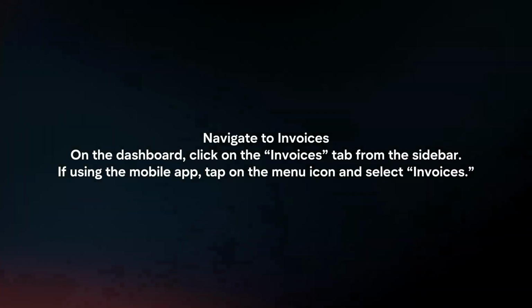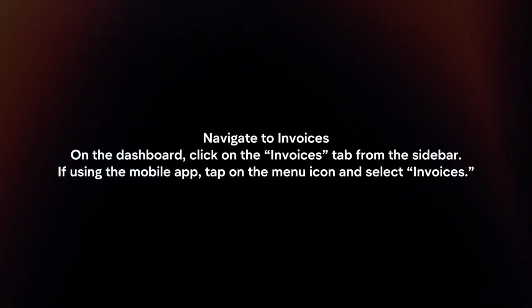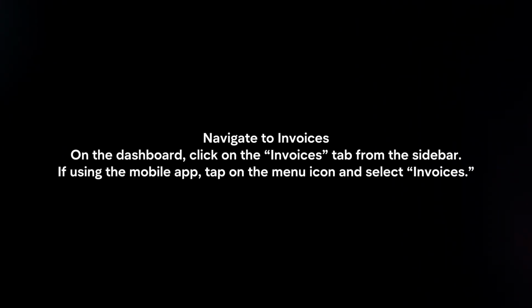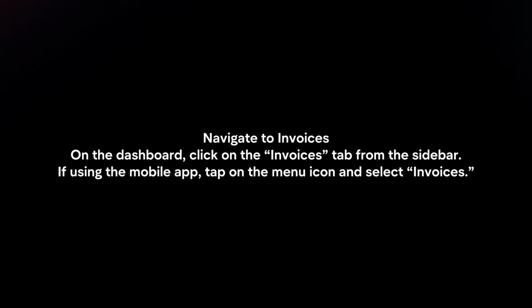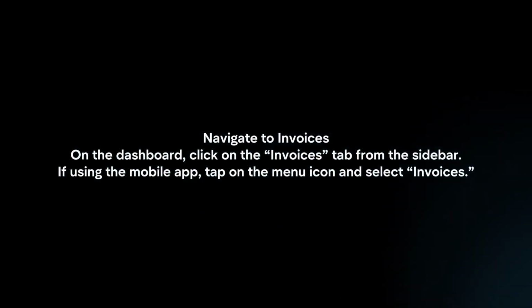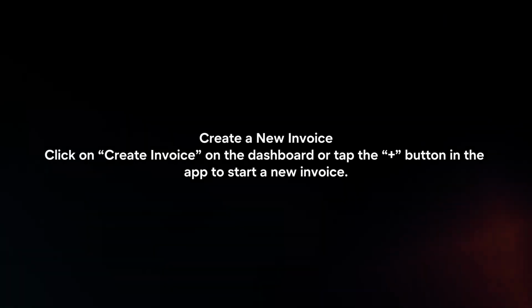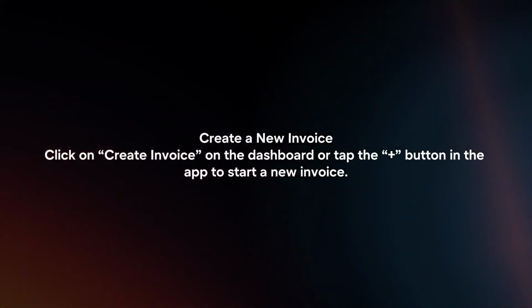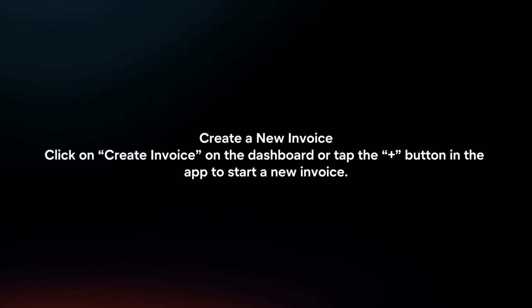Navigate to Invoices. On the dashboard, click on the Invoices tab from the sidebar. If using the mobile app, tap on the menu icon and select Invoices. Create a new invoice. Click on Create Invoice on the dashboard or tap the plus button in the app to start a new invoice.